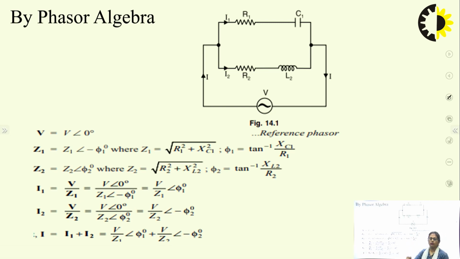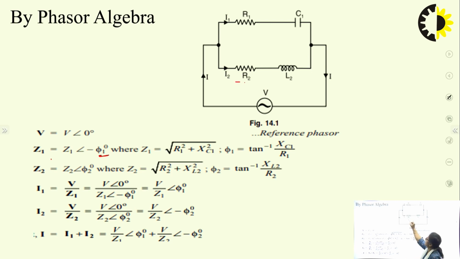In parallel circuits, the voltage remains the same, but the current is getting divided into I1 and I2. Fine. If that is so, I can write Z1 as Z1 with an angle of minus phi1. Why is this so? Because this is an RC circuit. The impedance will have a negative angle, where the magnitude of Z1 is given by the square root of R1 squared plus XC1 squared. And the angle phi1 is given by tan inverse XC1 by R1.